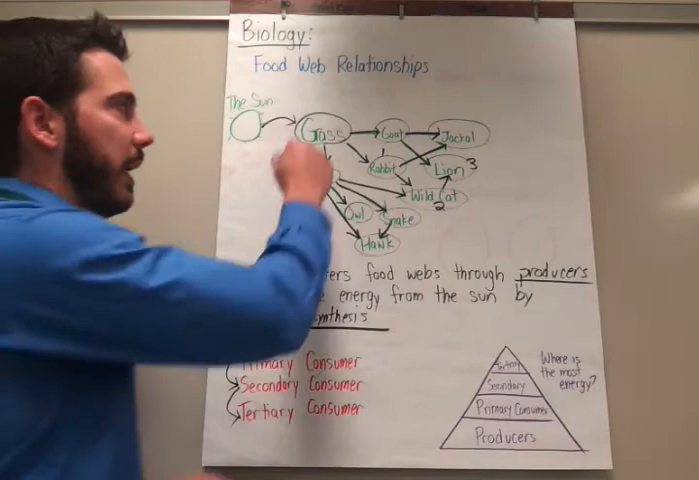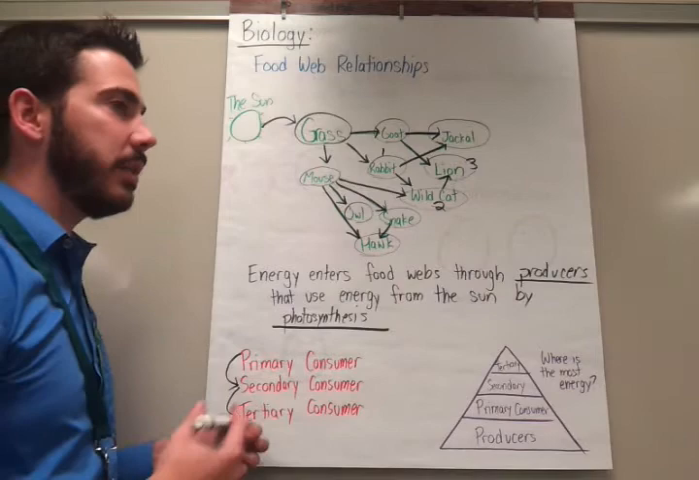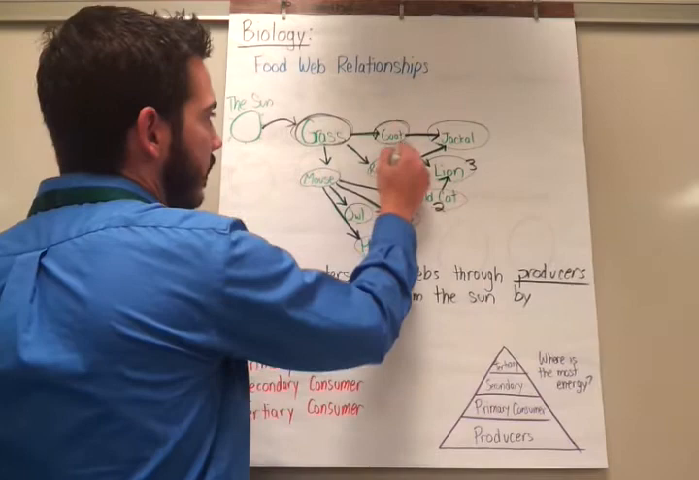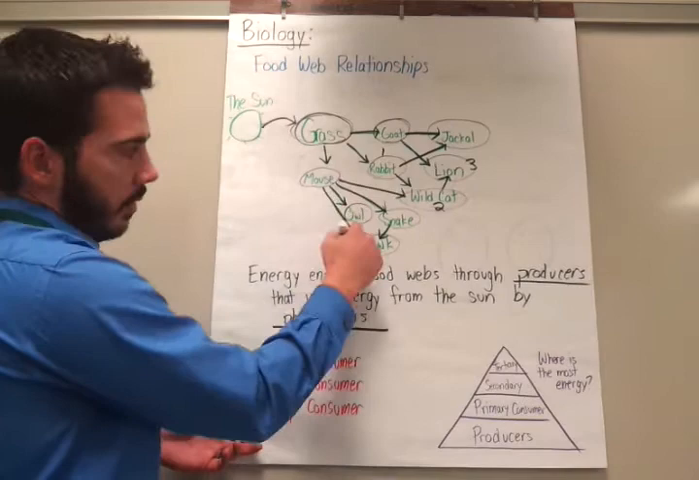But obviously, the obvious relationship between a producer and a consumer is that the producer produces the energy and the consumer eats the energy. And the obvious relationship between a predator and a prey, like the owl and the mouse, is that the owl predates or feeds on the mouse.